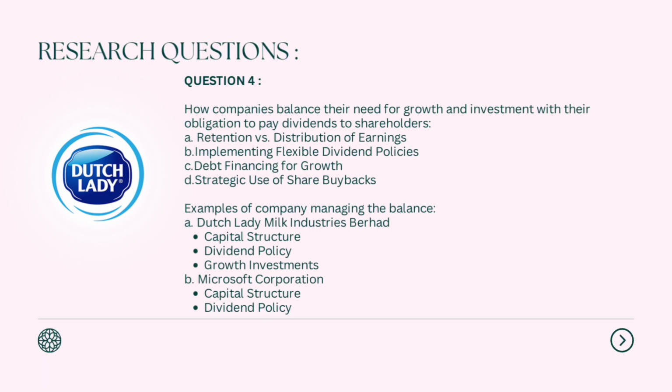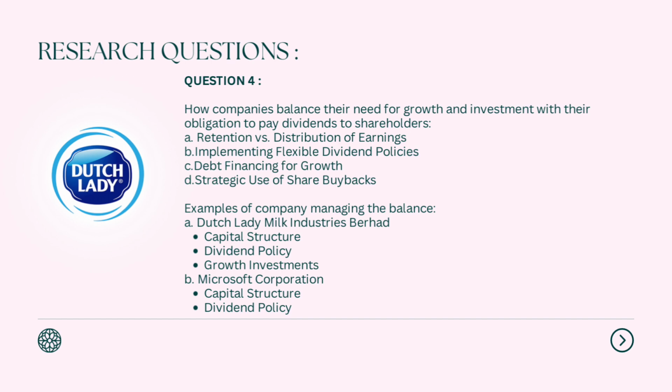Question 4. How do companies balance their need for growth and investment with their obligation to pay dividends to shareholders? Can you provide examples of companies that have successfully managed this balance and how they structure their capital and dividend policies to achieve their goals? So first, how do companies balance their need for growth and investment with their obligation to pay dividends to shareholders? There are some strategic approaches, the first one is retention versus distribution of earnings, where companies allocate a portion of profits to reinvestment in business operations, retained earnings, and another portion to dividends.